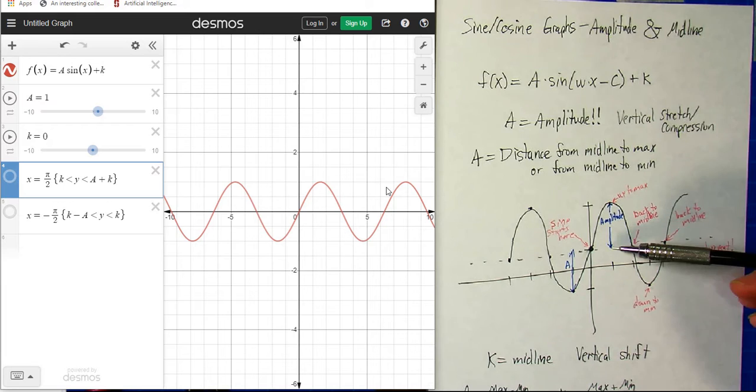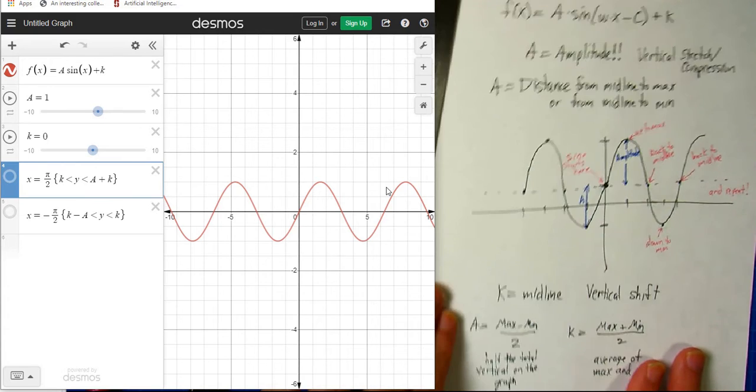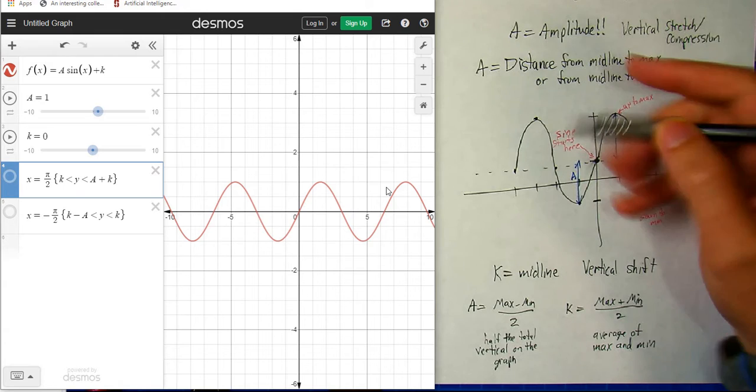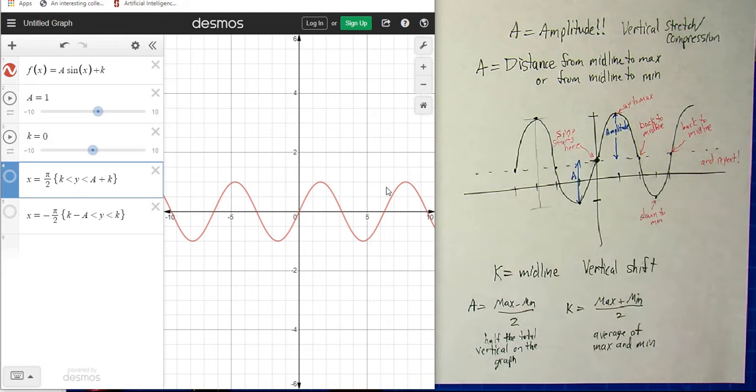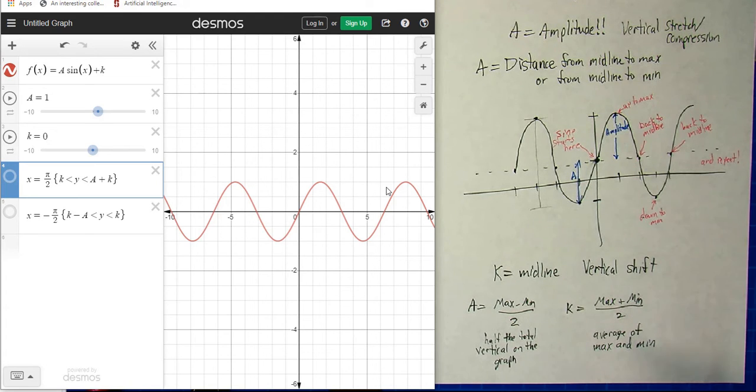So the amplitude is this distance from the midline to the top or the midline to the bottom. There are some formulas you can look at for that, where A is the max minus the min over the 2, if that's all you have. That's half the total vertical on the graph. So here's all the vertical distance from the max to the min. Half of that total distance is the amplitude, because the amplitude extends up and down from the midline. The midline is the max plus the min over the 2 because it's the average of the 2.